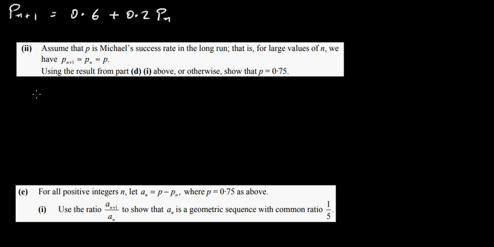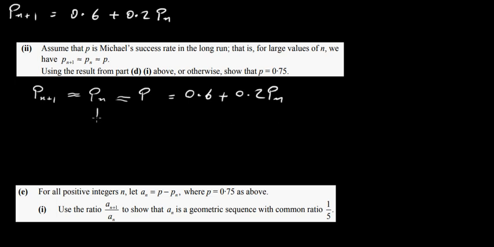So let's have a look at that. We're given that Pn plus 1 is approximately equal to Pn, which we're calling P here. Now we know that Pn plus 1 must be equal to, using this result here, since these three are roughly equal, we already have an expression for Pn plus 1 here. It's 0.6 plus 0.2 times Pn.